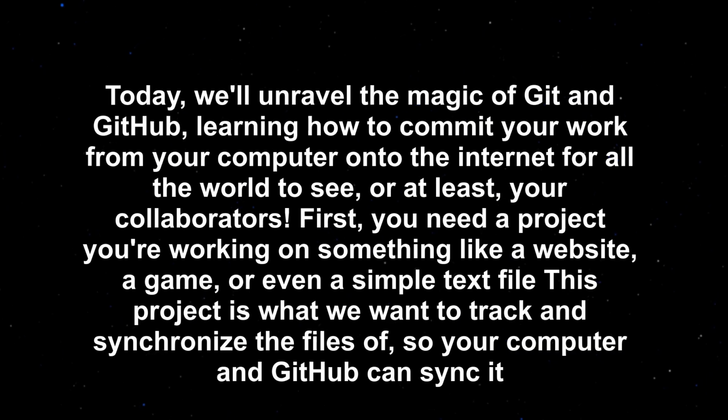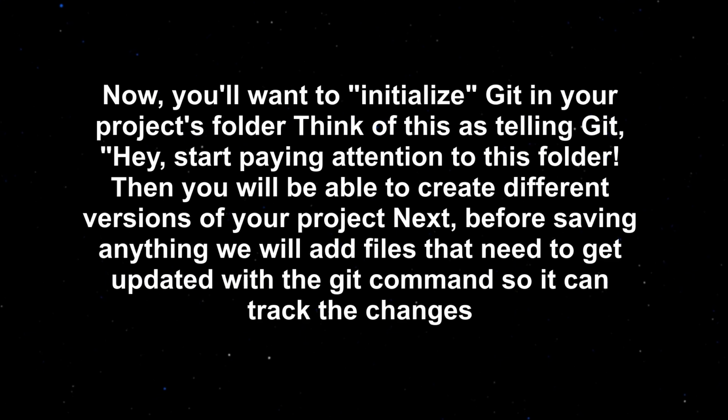First, you need a project you're working on, something like a website, a game, or even a simple text file. This project is what we want to track and synchronize the files of, so your computer and GitHub can sync it. Now, you'll want to initialize Git in your project's folder. Think of this as telling Git, hey, start paying attention to this folder. Then you will be able to create different versions of your project.